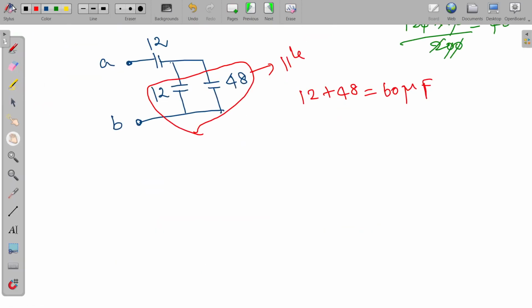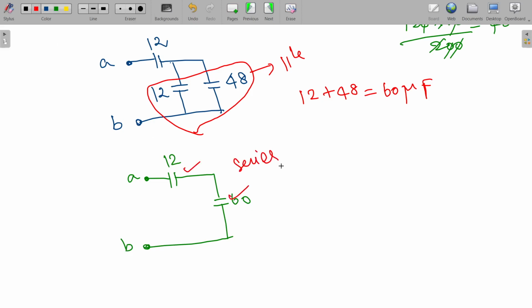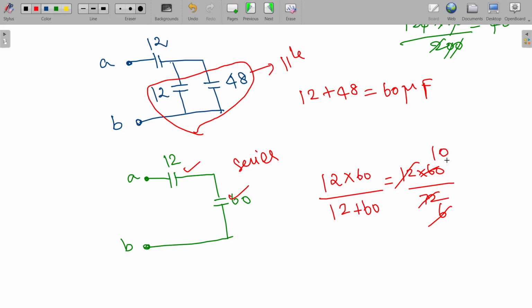So once again redrawing the circuit. This is 12, then this combination is 60. So this is A and B. You can very well know that these two are connected in series. For series combination, it is 12 into 60 divided by 12 plus 60, right? So it is 12 into 60 divided by 72. So it is 10. So the equivalent value is 10 microfarad.